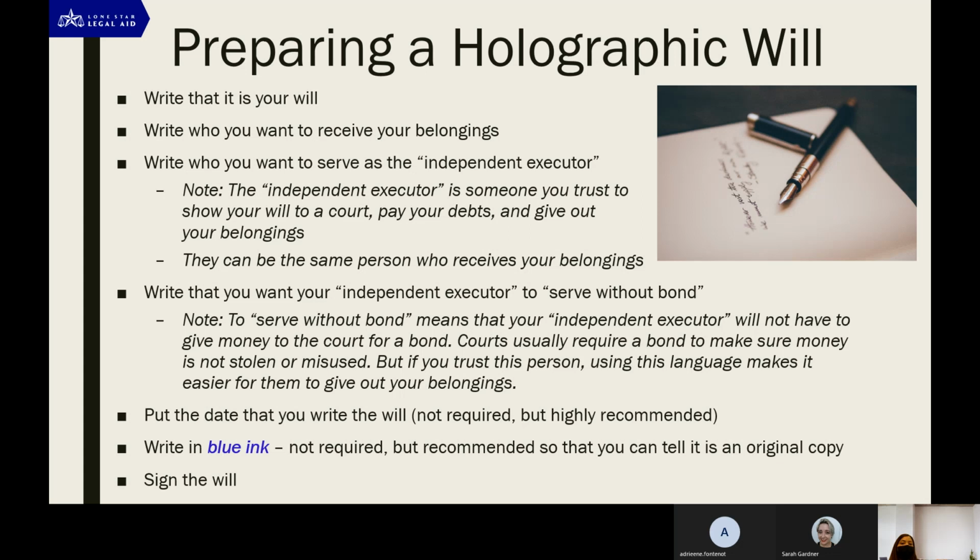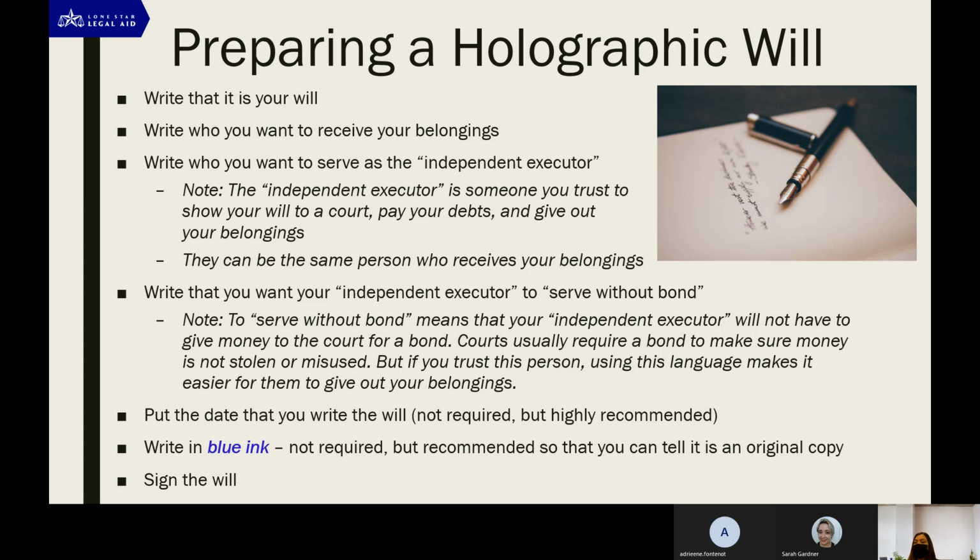So let's discuss preparing a holographic will. This is the one that you write on your own, entirely in your own handwriting. You want to start off with saying that this is your will. Something simple as my name is John Doe and this is my last will or testament. You want to write who you want to receive your belongings. You want to write who you want to serve as an independent executor.